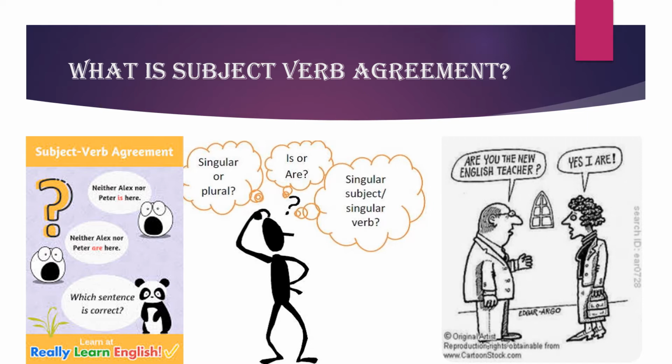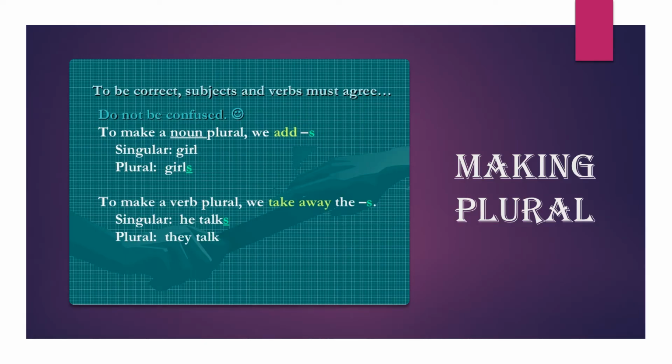Likewise, for example, are you the new English teacher? Yes, I are. So with I, it has to be I am, singular. So in order to make grammatically correct sentences, the subject must agree with the verb, or the verb must agree with the subject.